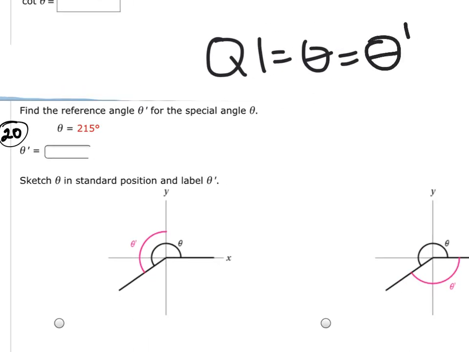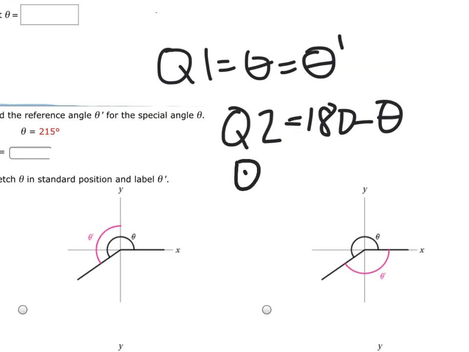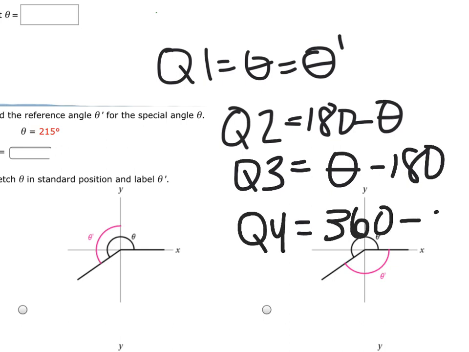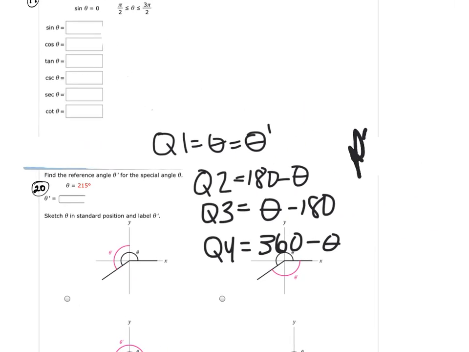The angle. If we're in quadrant two, what's the rule? 180 minus theta. If we're in quadrant three, what's the rule? Theta minus 180. Good. Quadrant four, what's the rule? 360 minus theta. My reference angle will always be two things. What are those two things that will always, always, always be? Positive and acute. Good.